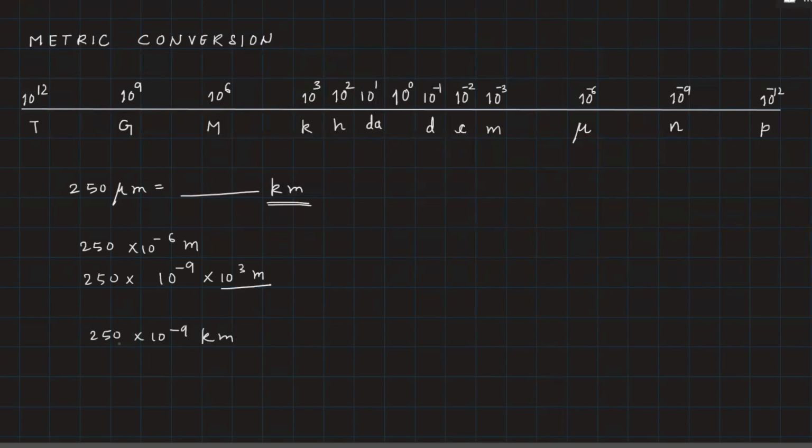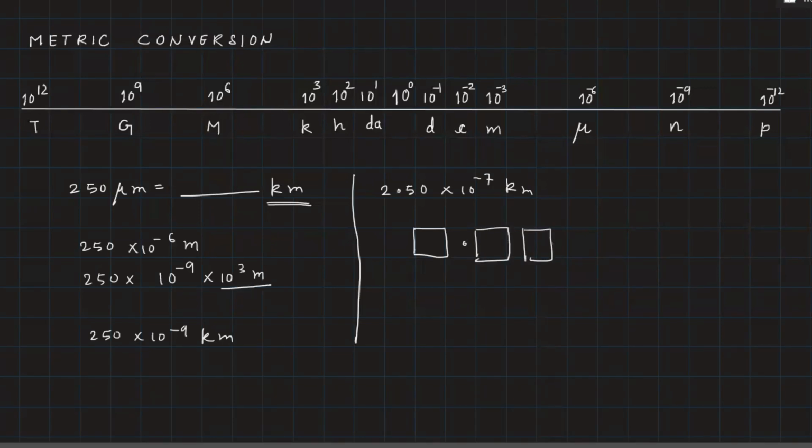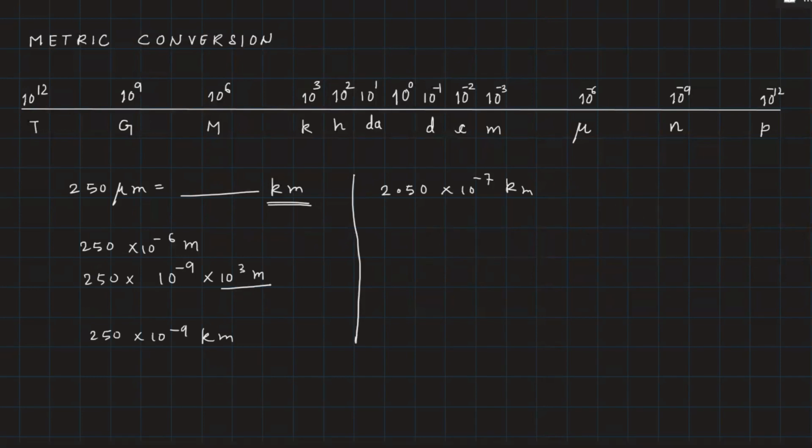Now I have to write it in scientific notation, so I will have to shift the decimal places. On shifting the decimal places, I will get 2.50, and this will be 10 to the power minus 7 kilometers. In scientific notation, you have a digit, then a decimal point, and 2 decimal places, and then 10 to the power. So this is the scientific notation way of writing. The answer we have is 2.50 into 10 to the power minus 7 kilometers.